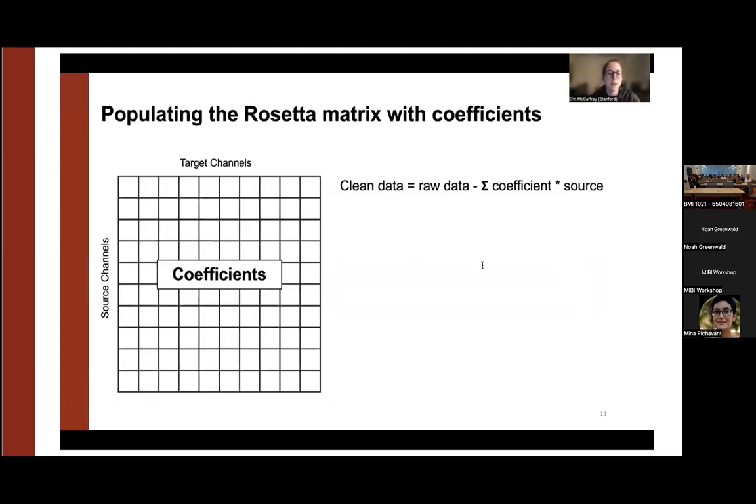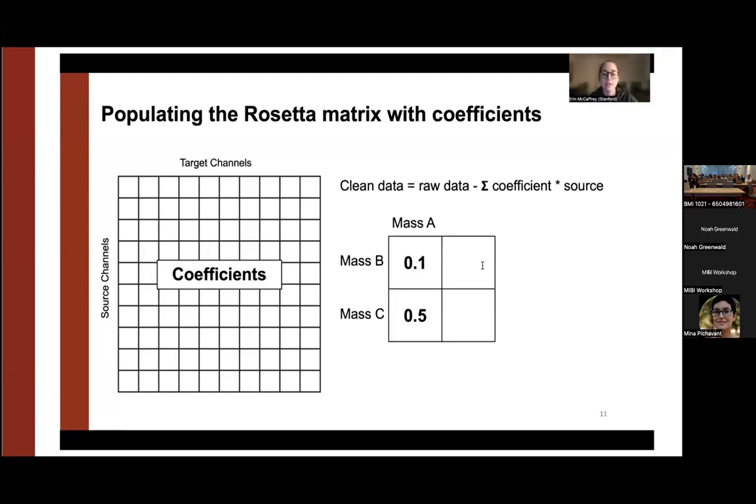And so the Rosetta matrix itself comprises the various source channels that are causing background or contaminating noise along the rows, and our target channels of interest along the columns. We populate this matrix with coefficients that will account for the rate at which these various contaminating events are occurring. And at a high level, the clean data for each mass channel will be equivalent to the raw data minus the combination of all of these different sources of contaminating background and noise.